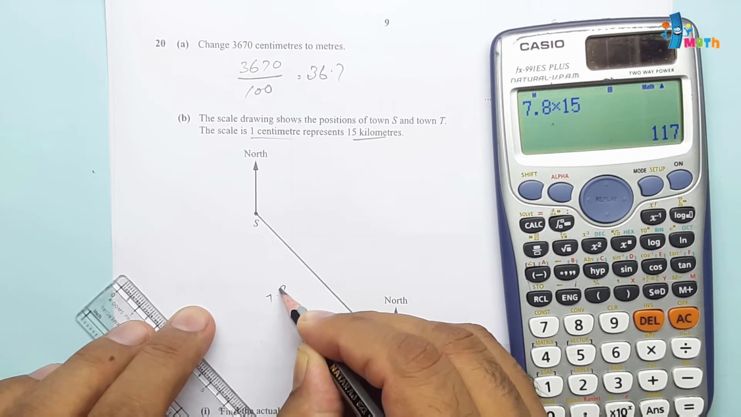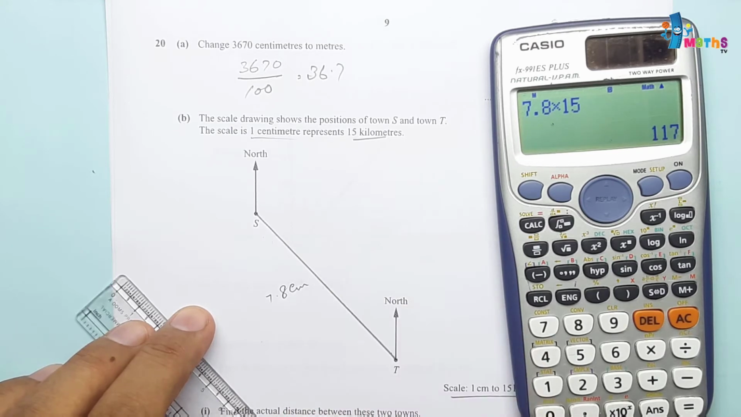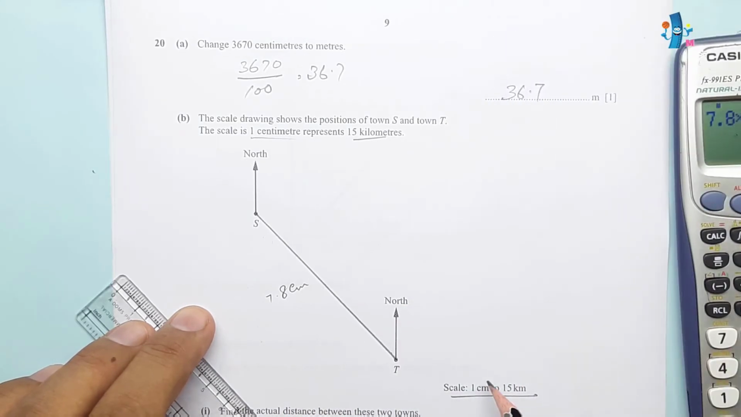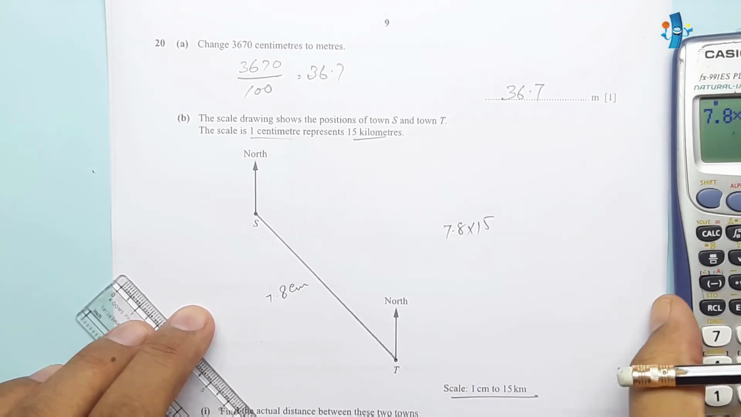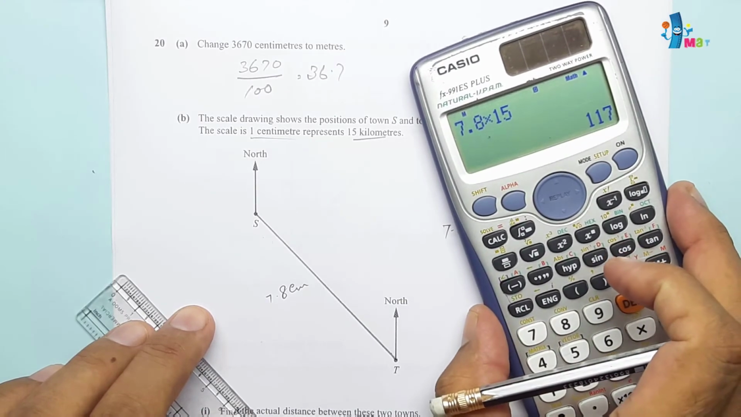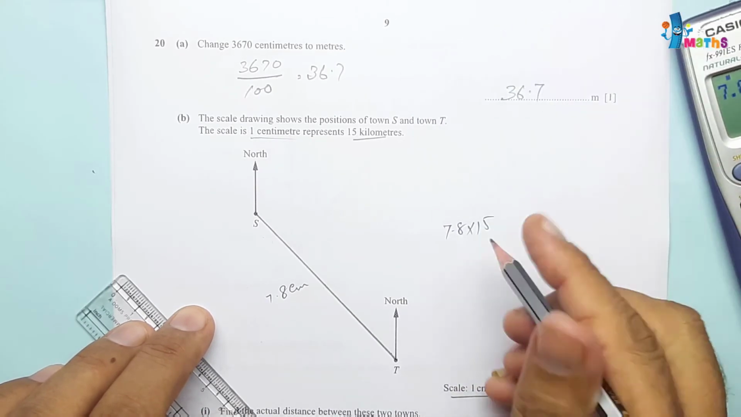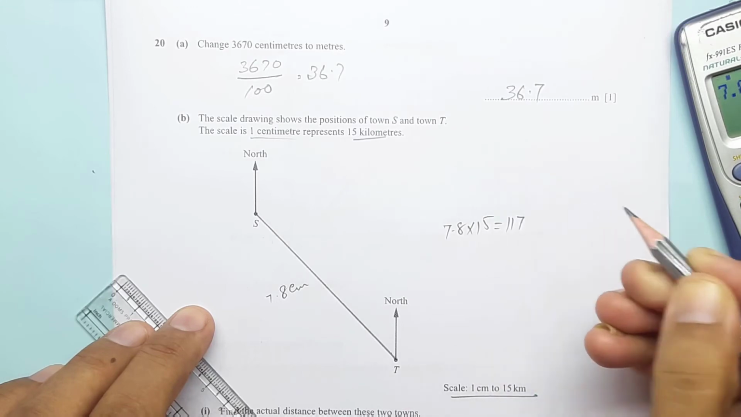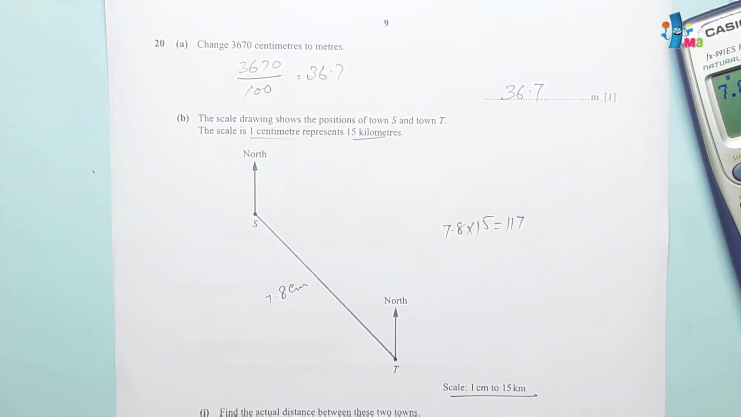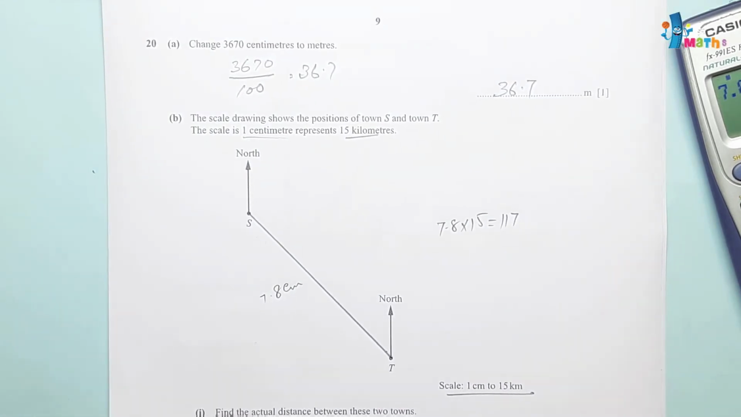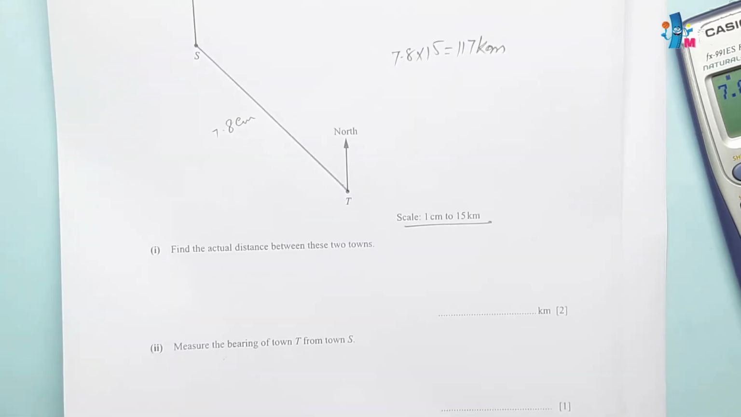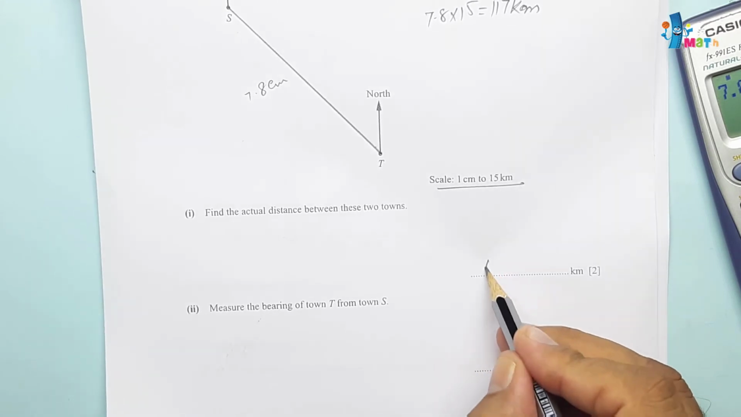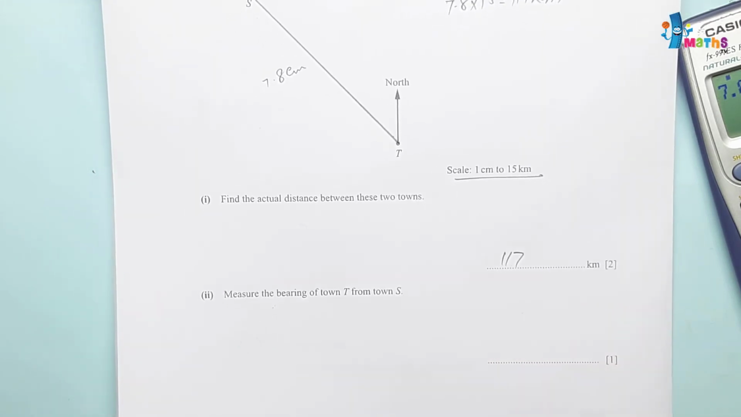I will write here 7.8 centimeters, and with the scale 1 centimeter to 15, we can write 7.8 multiplied by 15, which is equal to 117. So 117 kilometers will be our answer, and we will shift it to the proper place. Over here we will write the answer 117 kilometers.